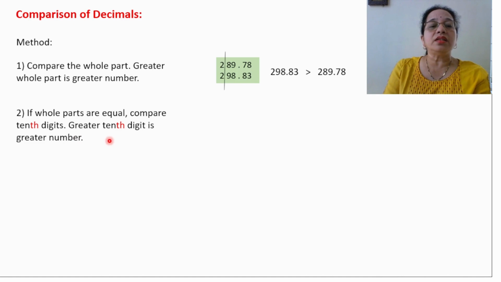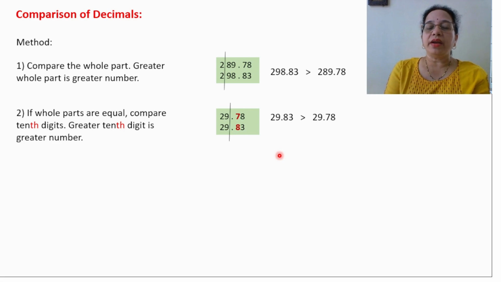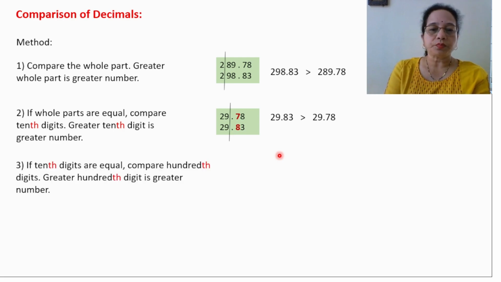The next digit is in the tenths place. So here again two numbers are given, 29 and 29, your whole part is same. Then we go for the next one, that is 7 and 8. Which one is greater? 8. So 29.83 will be greater than 29.78.